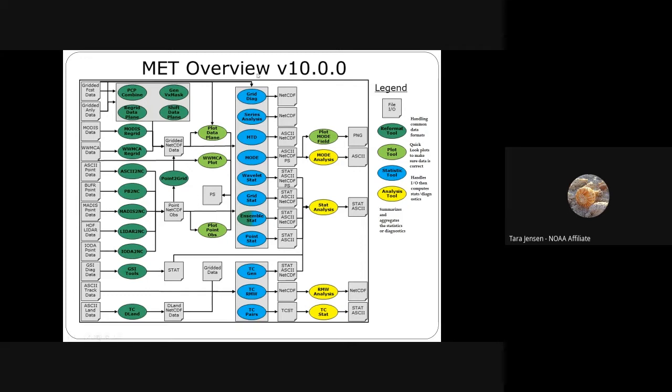Over here on the left-hand side are the dark green bubbles. Those are our pre-processing or reformatting tools. In the middle are our statistical tools. And then over on the right in the yellow are our analysis tools. You can see that we have lots of them, and the data are passed from one tool to another using the output, usually .cdf or ASCII.